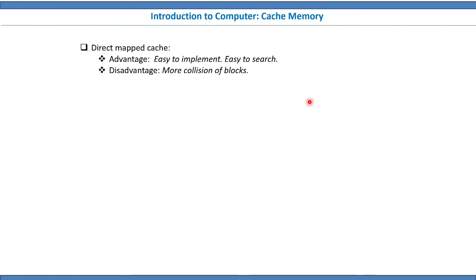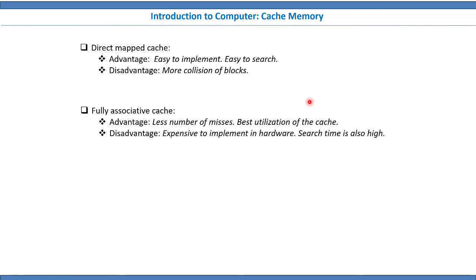Now let me quickly discuss the advantages and disadvantages of all three techniques. The direct map cache's advantage is that it is easy to implement and easy to search, because you need to compare only one tag, since there is only one entry per set. The disadvantage is collision. Many times a newly fetched block will collide with the existing block, because only one entry is possible in this set. So collisions will be more.